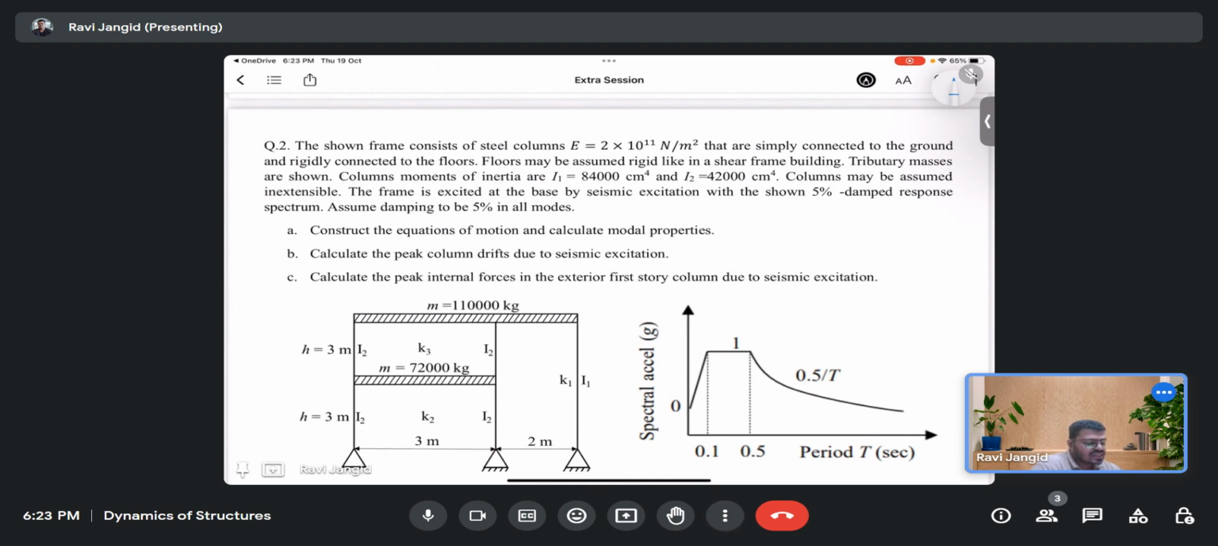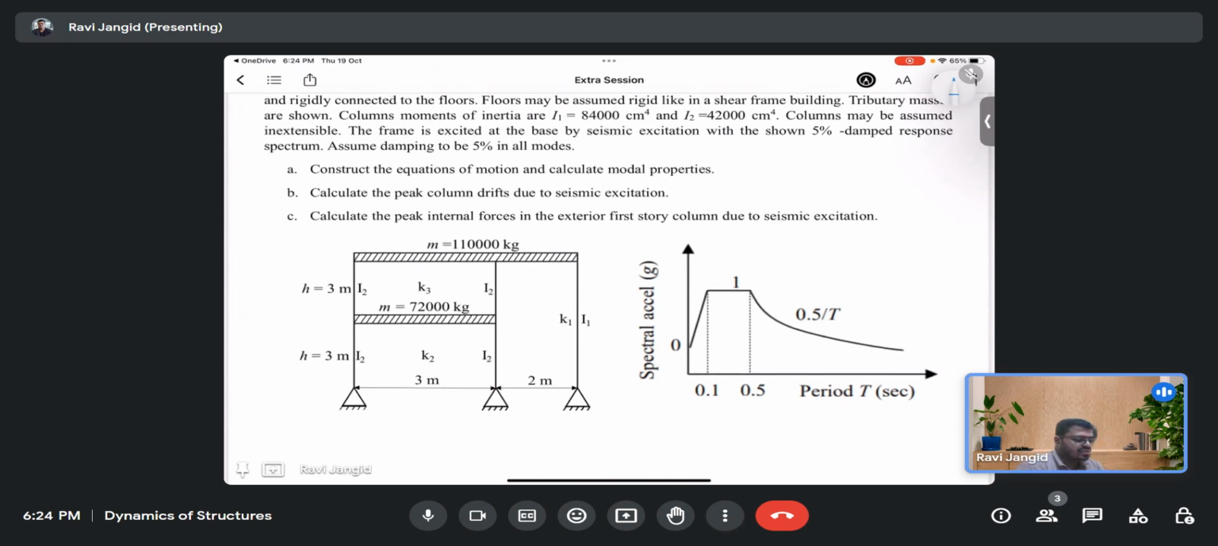The frame is excited at the base by seismic excitation with the shown 5% damped response spectra. Assume damping to be 5% in all the modes. So we need to first develop the equation of motion, and then find out the modal properties. After that, we need to find the peak drift due to the seismic excitation, and then the peak internal forces in the exterior first story due to seismic excitation.